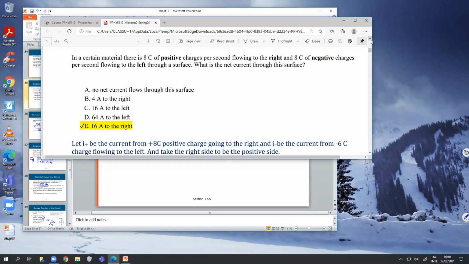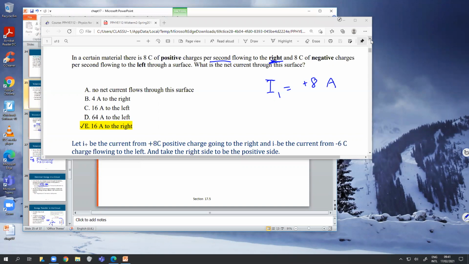So here we are saying 8 coulomb of positive charges flowing to the right. So the current from the positive charges, let me call it I1, is, we will choose the sign plus for the positive right direction, plus 8 coulomb per second. That means 8 amperes. Coulomb per second is amperes, right? So the current is 8 amperes, and since it is going to the right, I'm going to choose the right direction as the positive direction, so plus 8. Is that clear?